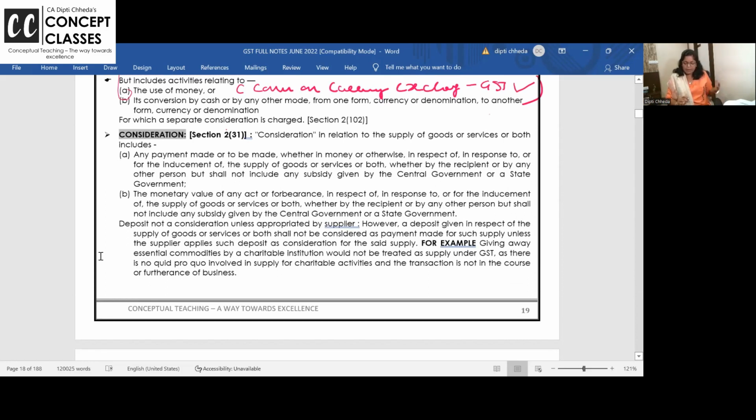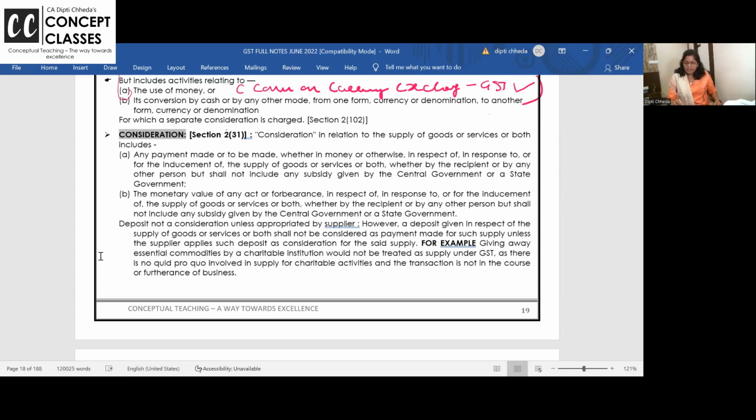Now, what do you mean by consideration? Consideration is what is coming to you. It could come in monetary terms or it could come in non-monetary terms. Yes, I am teaching you GST. Can you teach my son French? Ma'am, there is no money in this. Still, the fees I'm charging for GST to other students, that is the fees you are charging to other students for teaching French. So consideration need not always be in money terms.